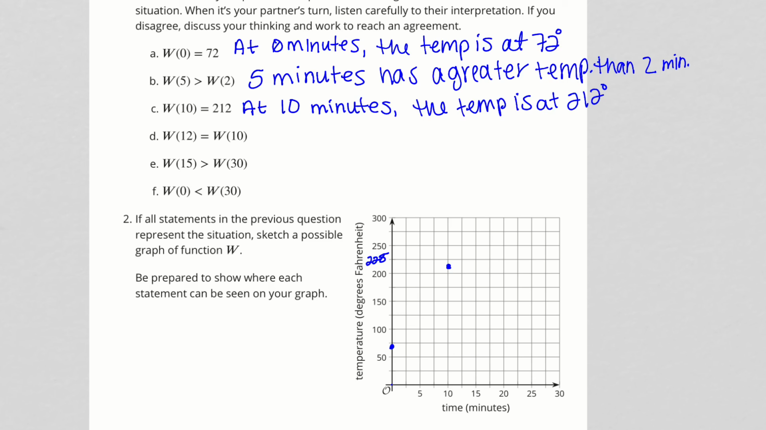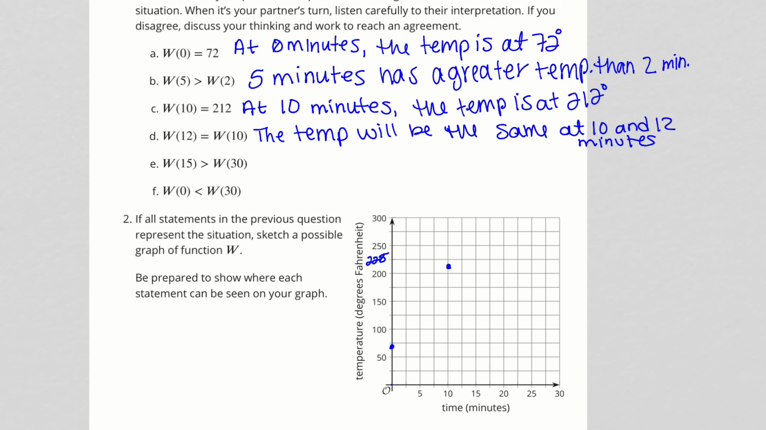All right, so D, we have W of 12 equals W of 10. So the temperature is going to be the same at 10 and 12 minutes. So I can go over here, and this is 12.5. So right before that line, we're going to have the same temperature.